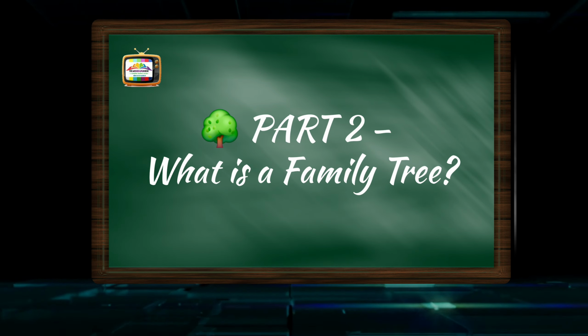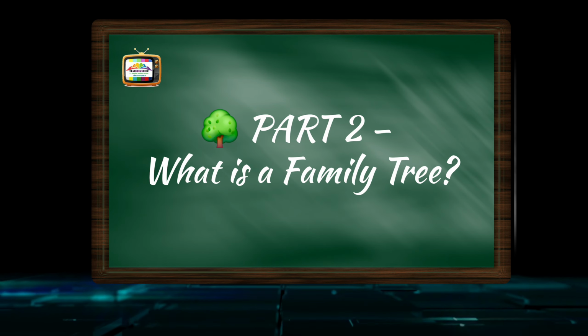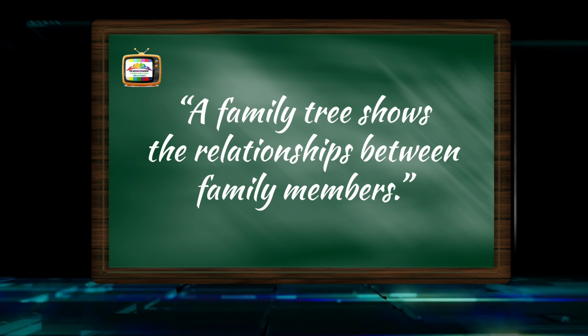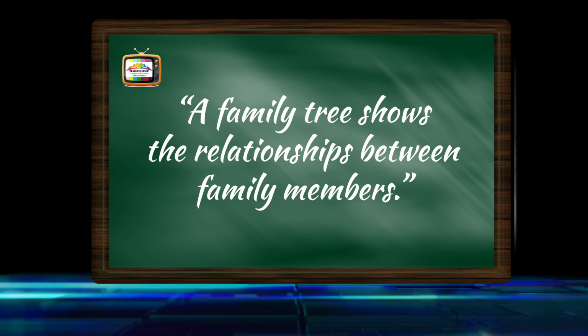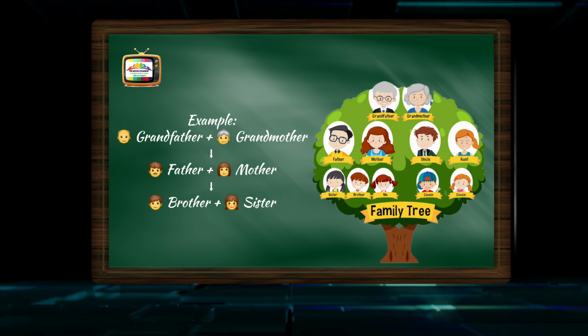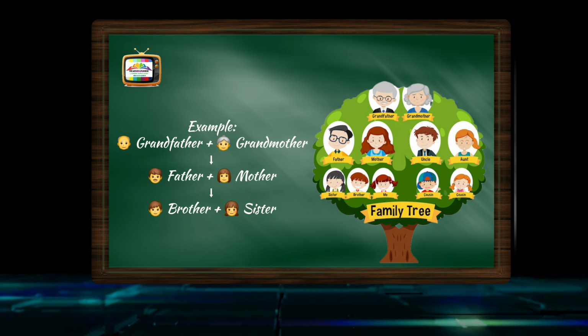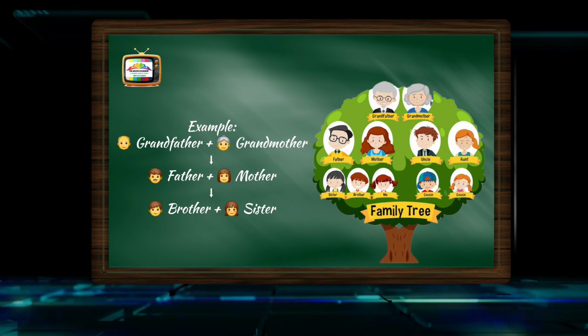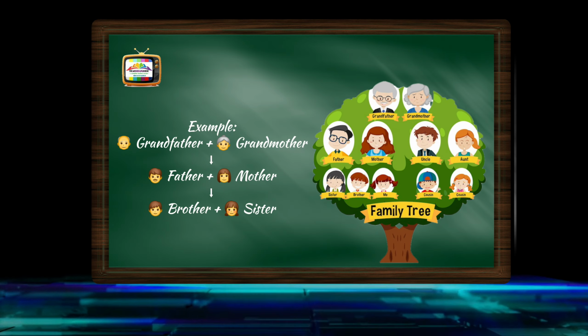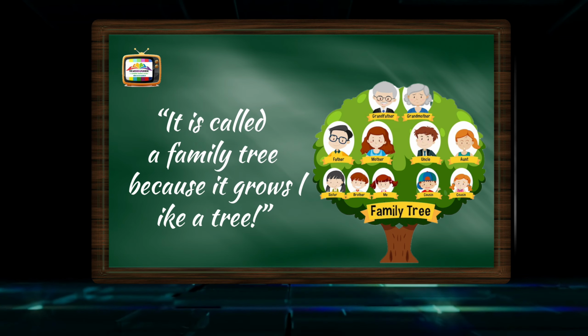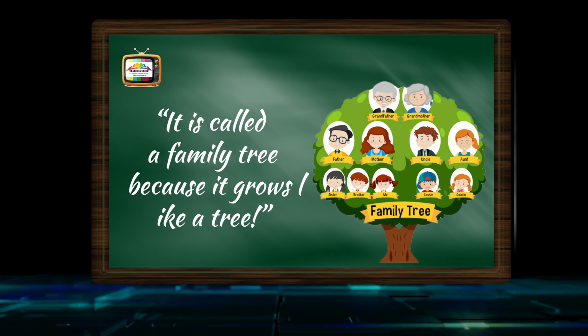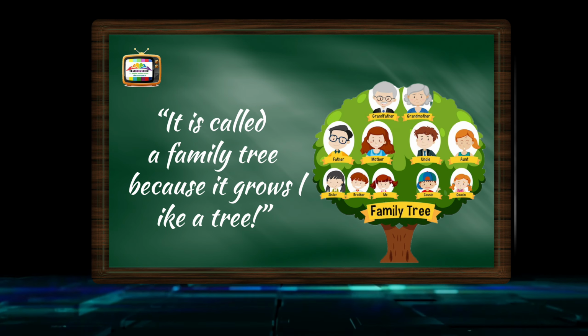Part 2. What is a family tree? A family tree shows the relationship between family members. Example: grandfather plus grandmother, father, mother, brother, sister. It is called a family tree because it grows like a tree.